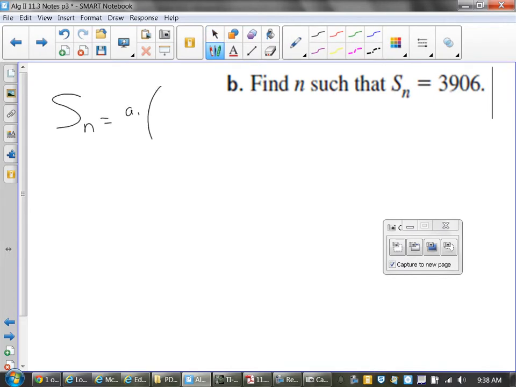First term, 1 minus r to the n over 1 minus r. And we want to figure out how many of them do I have to add together in that series for it to add up to equal 3906?